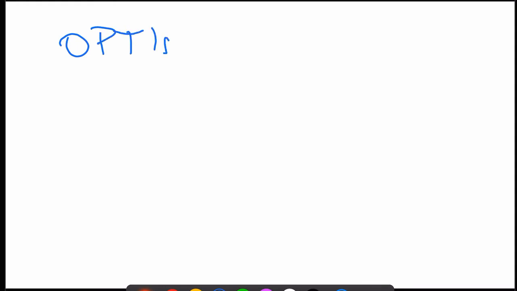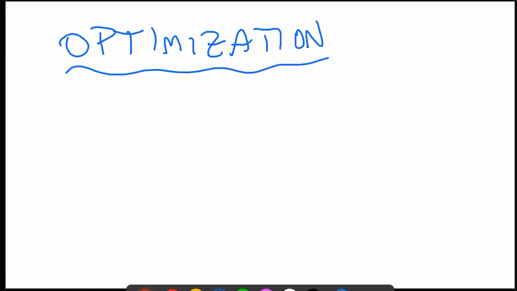Okay, so we're talking about optimization. And the reason we don't say maximization is that optimization can be the maximum or it could be the minimum, right? The optimum cost is the minimum cost. The optimum utility should be the maximum utility. We're looking for an optimal point. Okay?